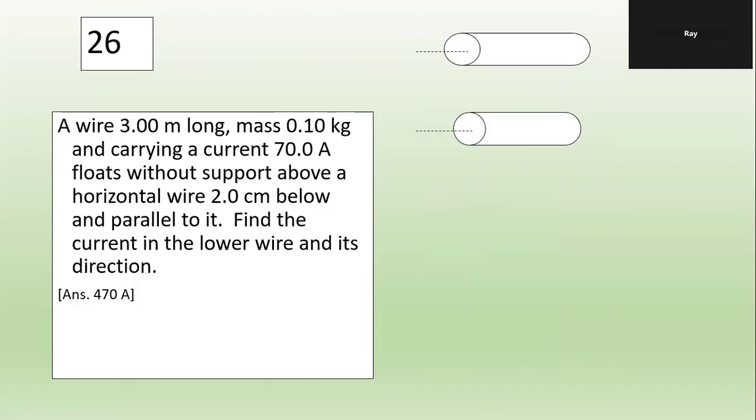A wire 3 meter long, mass 0.1 kilogram, and carrying a current of 70 ampere floats without support above a horizontal wire 2 cm below and parallel to it. That's the diagram. Right? This one is floating above this wire. Find the current in the lower wire and its direction. This is more challenging.